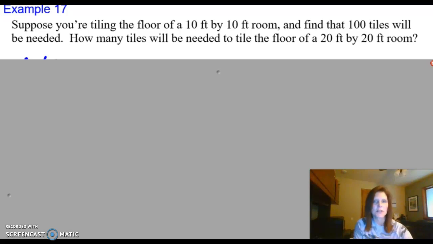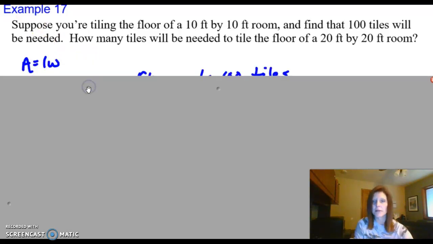We've been using dimensional analysis to help us solve some problems. These next couple involve a little extra because they involve area and not just a single dimension. The first one says we're tiling a floor 10 by 10 and we know that 100 tiles will be needed. How many tiles would be needed if we want to tile a floor that's 20 by 20?